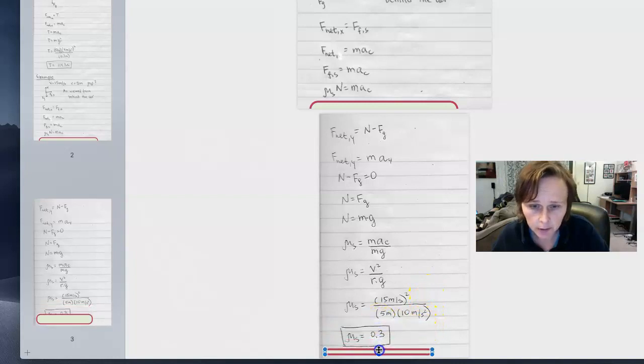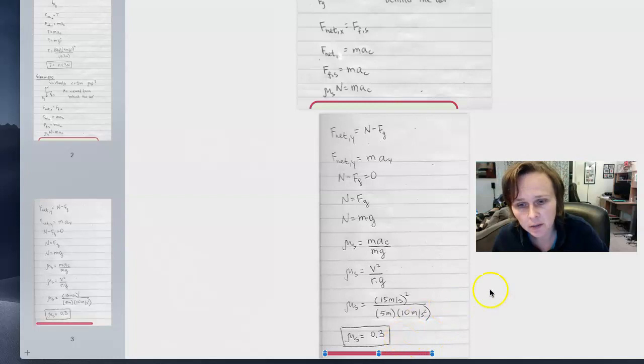After plugging in the numbers, we find that the coefficient of static friction is 0.3, and it's unitless. As for the physical meaning, it's meaningful. It's between 0 and 1, and it makes sense.